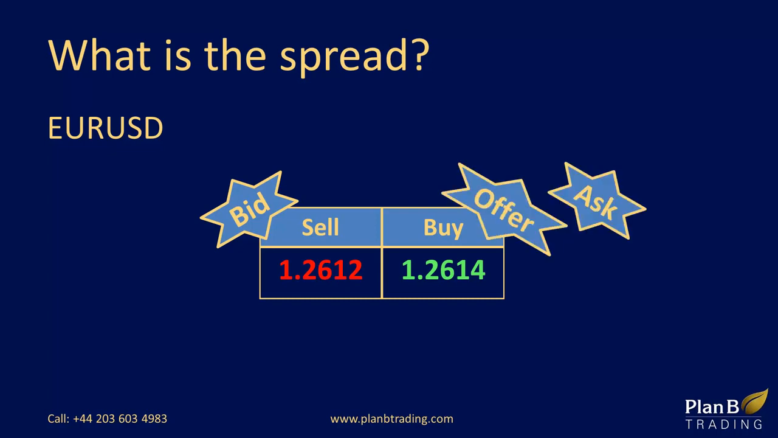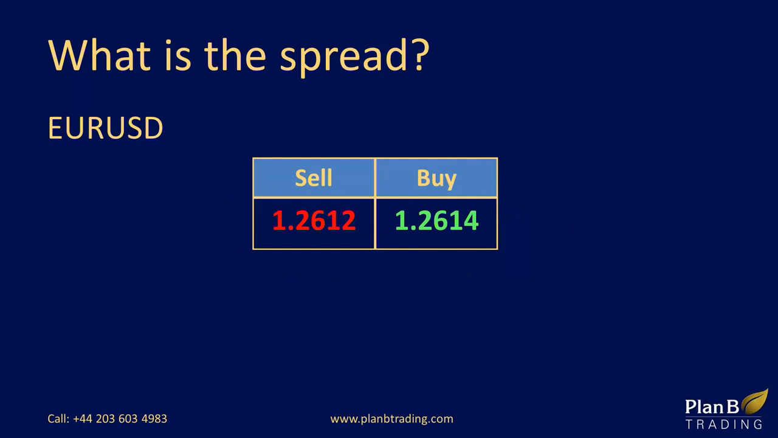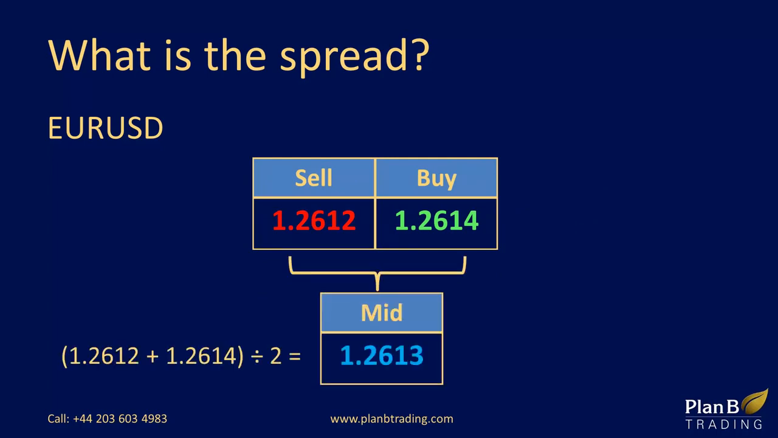This price is called the offer price or ask price, or the price the broker is offering to sell you the currency. There is another price called the mid price. The mid price, as its name suggests, is the middle point between the two prices. Take the bid and offer price, add them together and divide by 2 to obtain the mid price. The mid price is not often used as you can't actually trade at this price. It may be useful when the market is very slow or volatile.